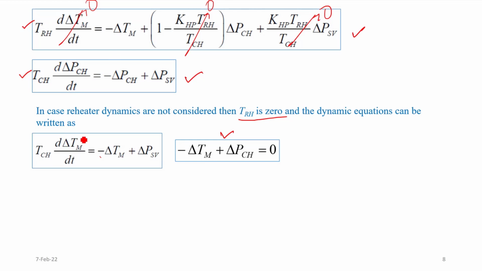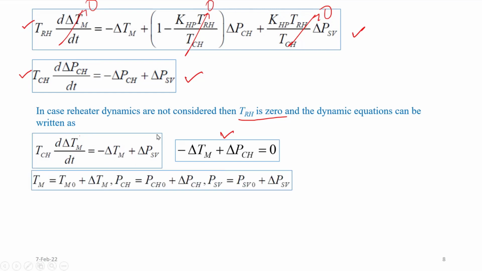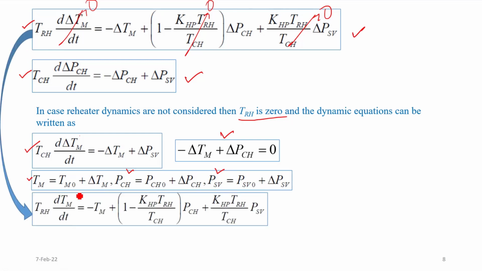So here, therefore, I can write TCH into d/dt of delta Tm equal to minus delta Tm plus delta PSV. And now, if I want to write this equation in terms of actual variables, I can substitute Tm equal to Tmo plus delta Tm, PCH equal to PCHO plus delta PCH. Similarly, PSV will be equal to PSVO plus delta PSV.